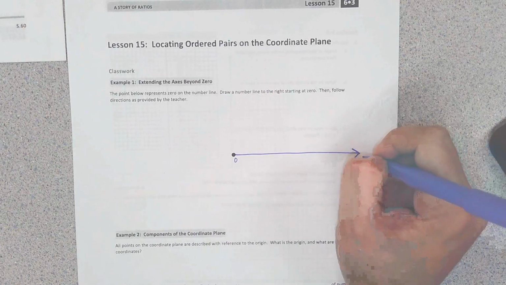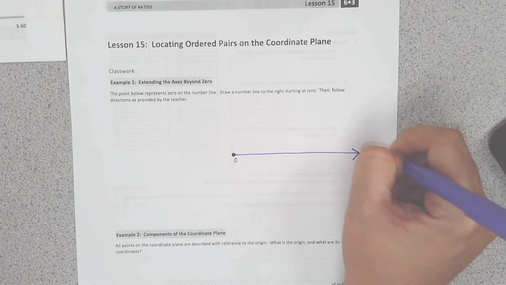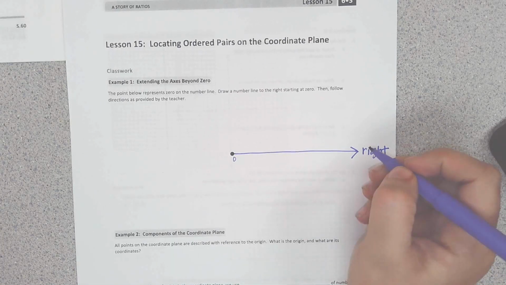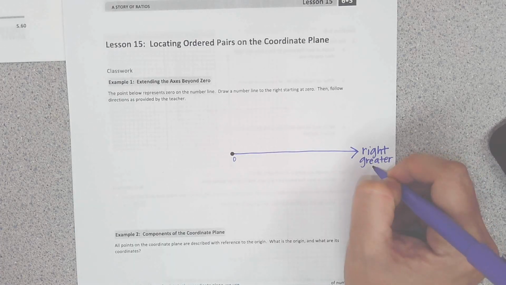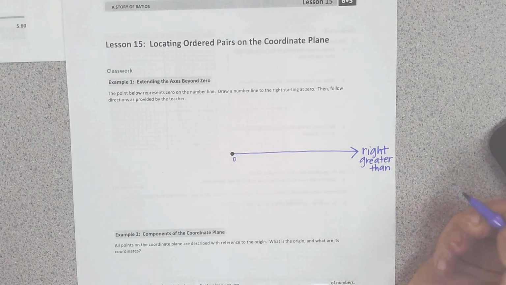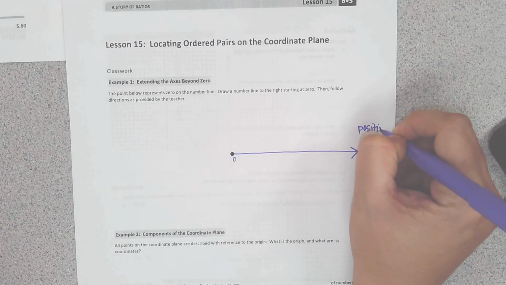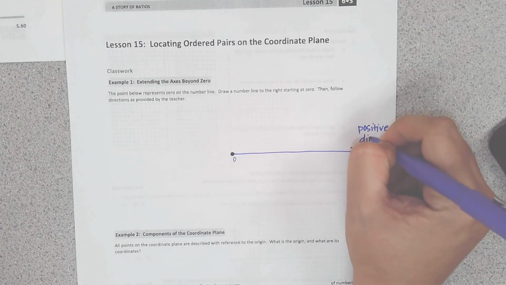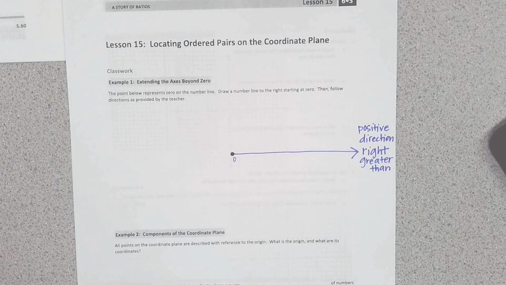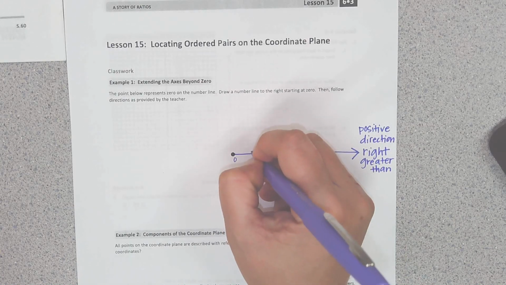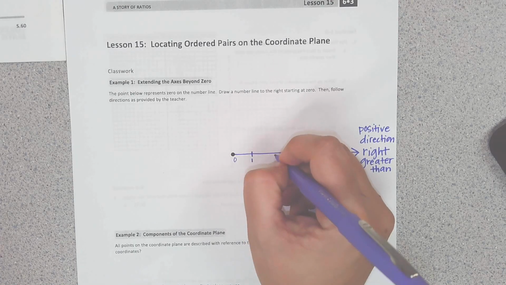So I just went to the right. If we look at the end of this number line, we can see the greater than symbol. And this is also going in a positive direction. Because to the right of 0, we have what kind of numbers? To the right of 0, what kind of numbers?